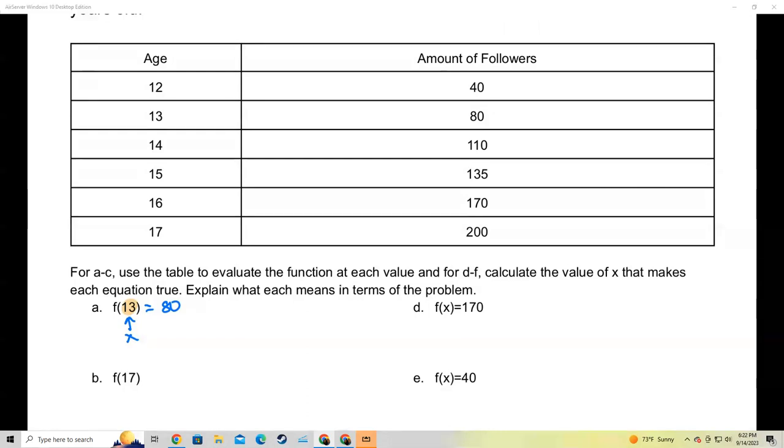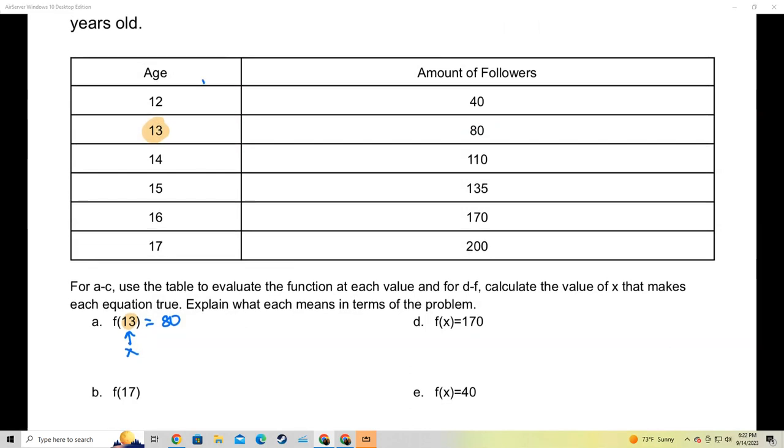Remember, let me go ahead and highlight the 13. Remember that my 13 was my input, which represented the age. And the 80 represented the amount of followers. So if I wanted to make a sentence, I would write something like, at age 13, this person had 80 followers.